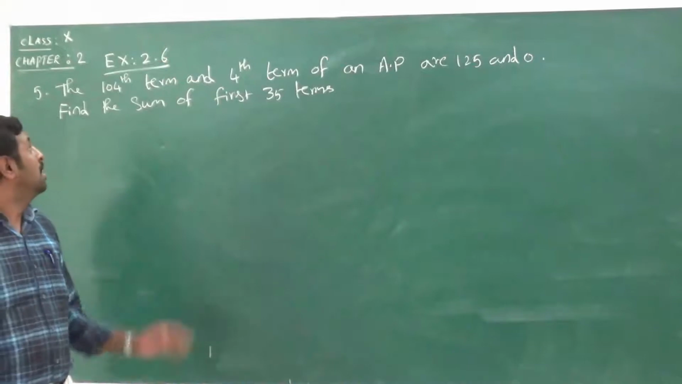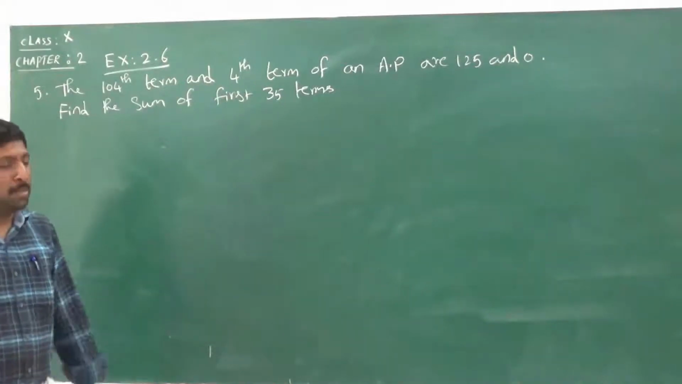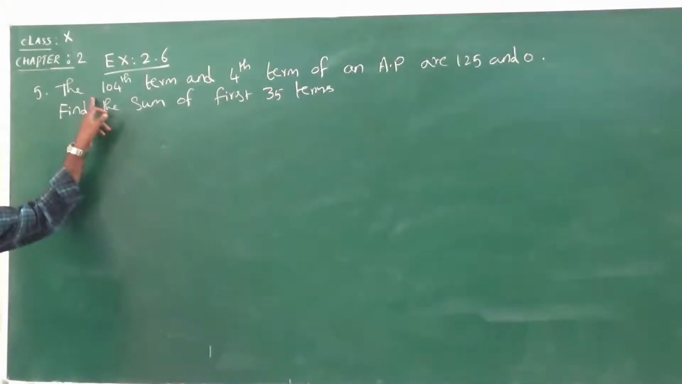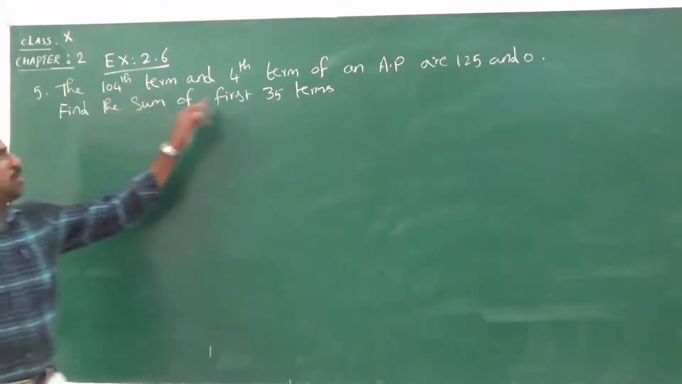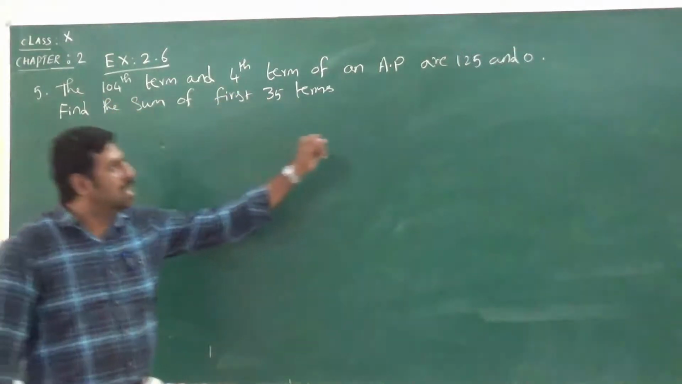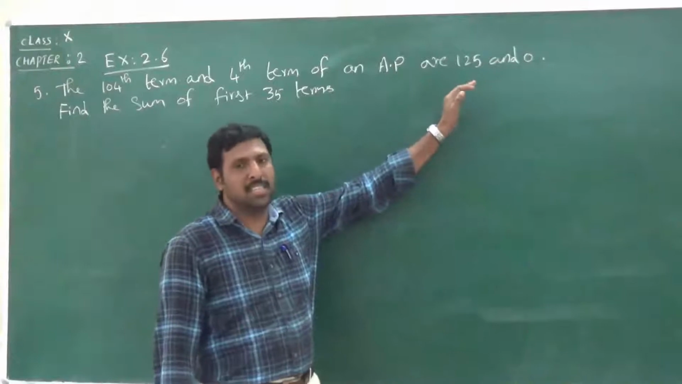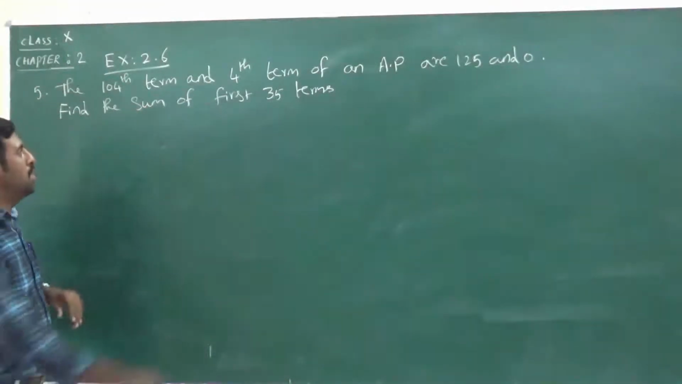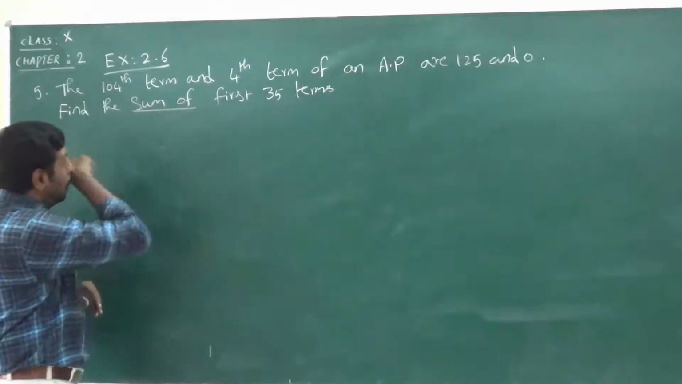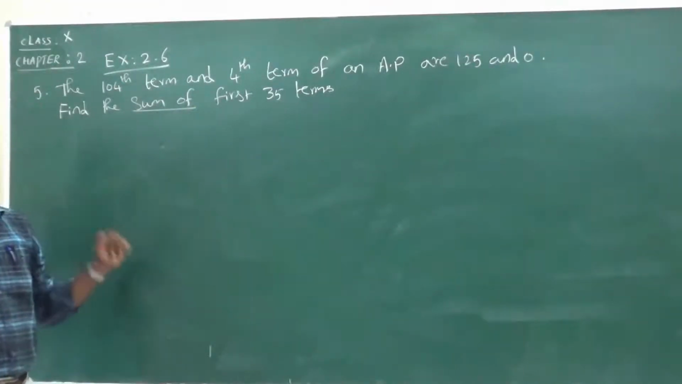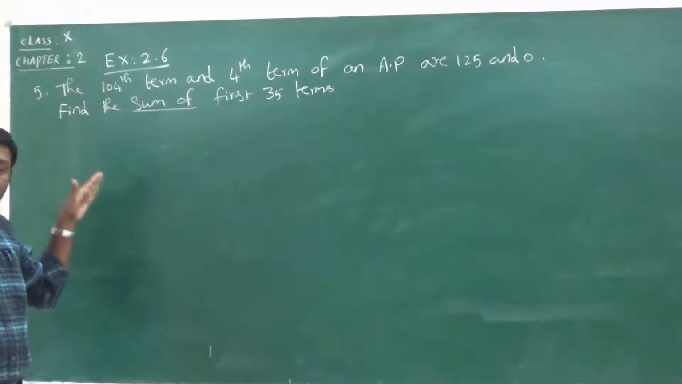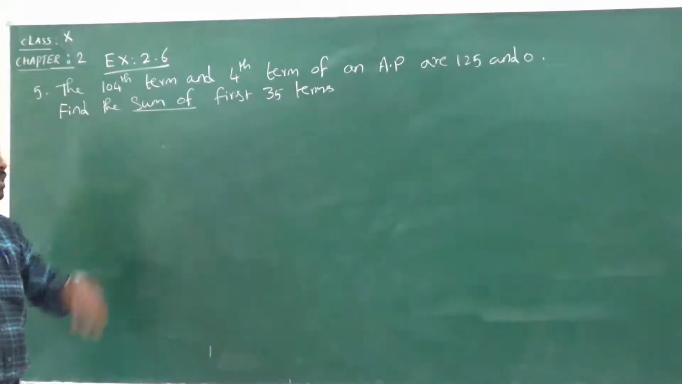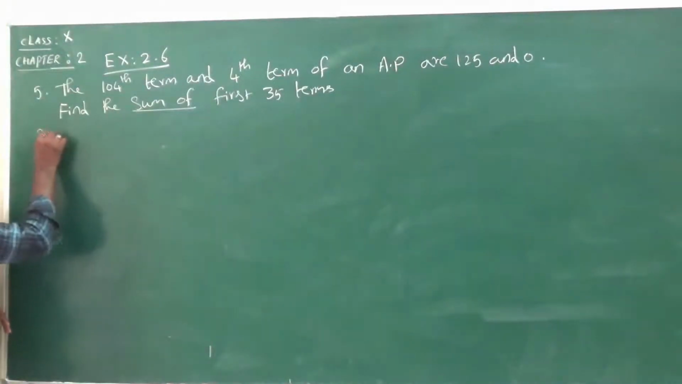Hi students, exercise number 2.6, question number 5. The 1/4 term and the 4th term of an AP are given as 125 and 0. We want to find the sum of first 35 terms. The 1/4 term and the 4th term are given. We want to find the sum of first 35 terms. Solution.